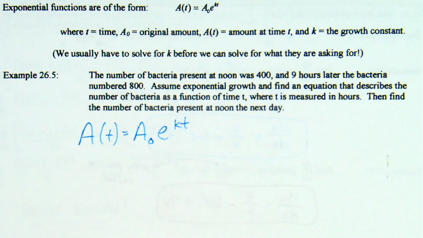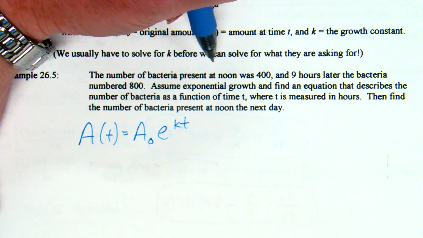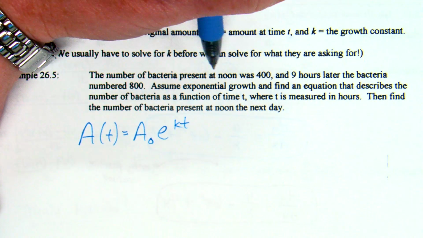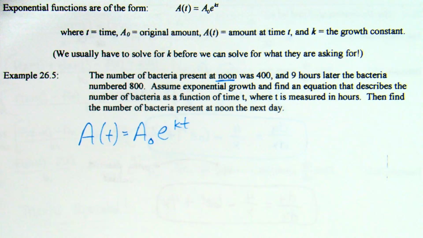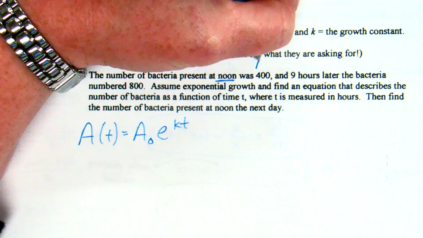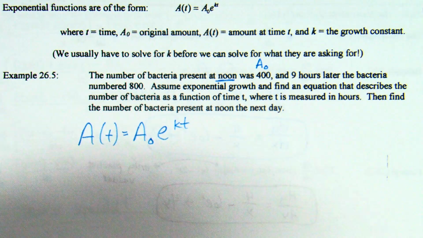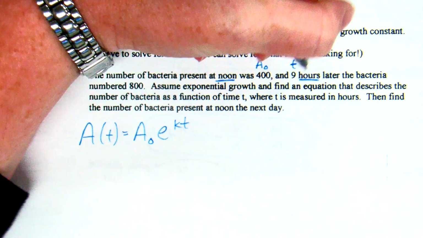Let's go through and identify some pieces here. What kind of pieces do you know? Okay, A of 0 is 400 because that's the initial amount they give me, right? Yes, it's present at noon, but that's just when it happens to be. Okay, so A sub 0 is 400. What about 9 hours later? That's your time, that's your t. And do pay attention to the fact it is in hours. 9 hours later, the bacteria numbered 800.